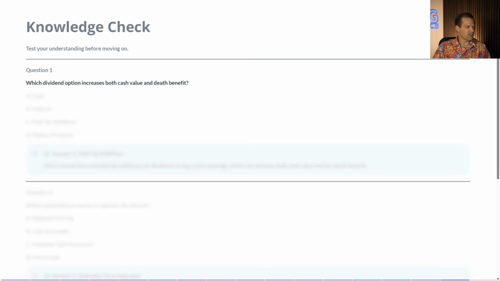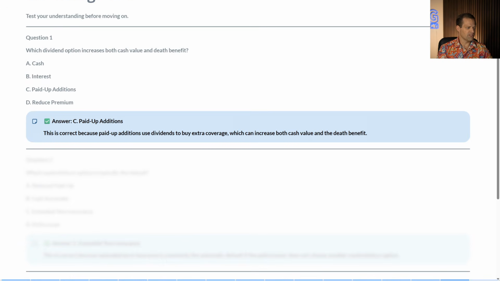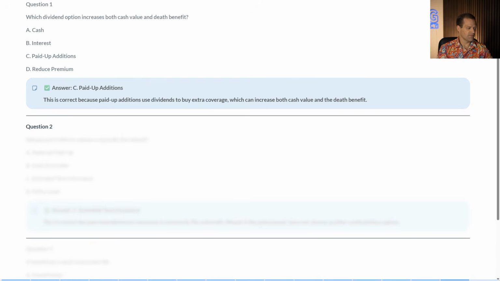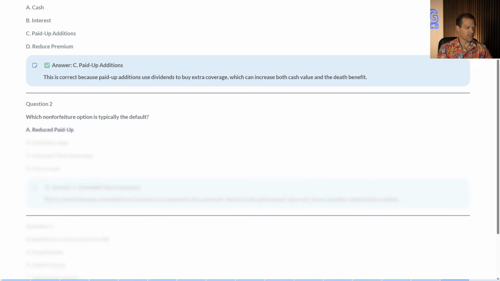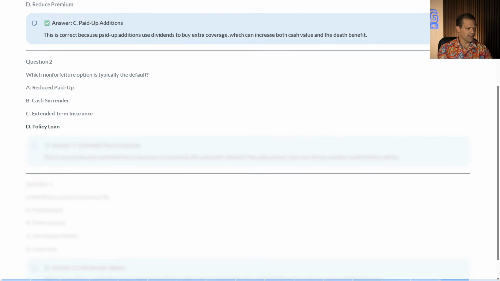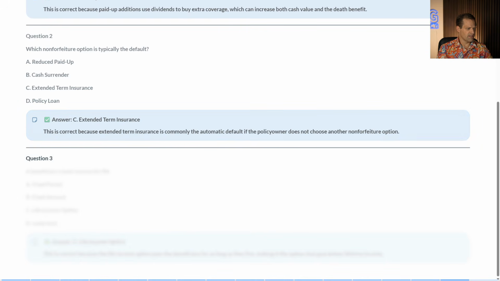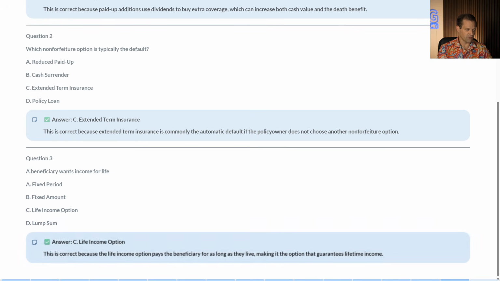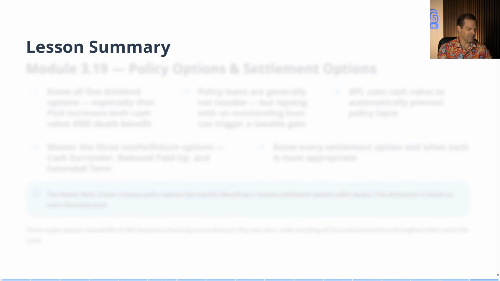So some knowledge checks here. Which dividend option increases both cash value and death benefit? Cash, interest, paid-up additions, or reduced? It's paid-up additions. Question 2, which non-forfeiture option is typically the default? The answer is extended term insurance. Question 3, a beneficiary wants income for life. Is it fixed period, fixed amount, life income option, or lump sum? The answer is C, life income option.